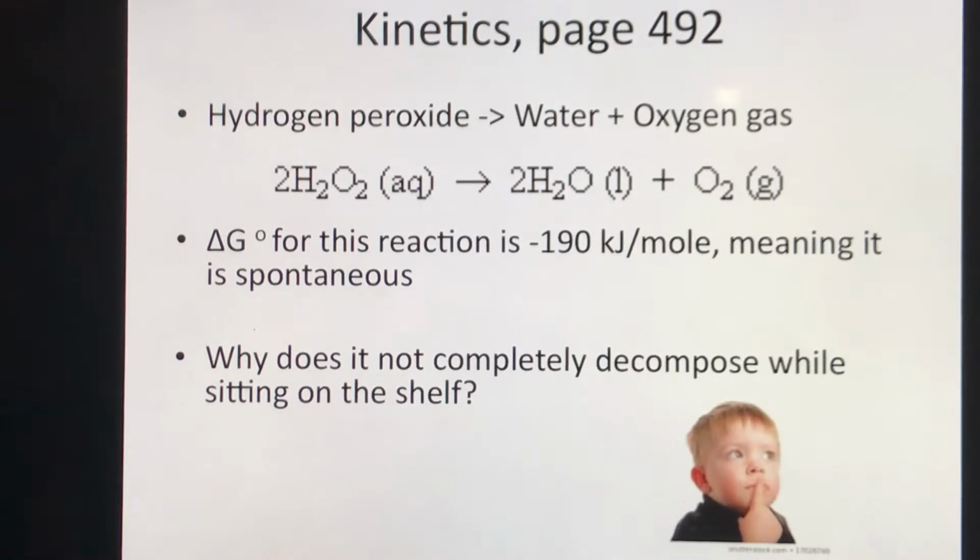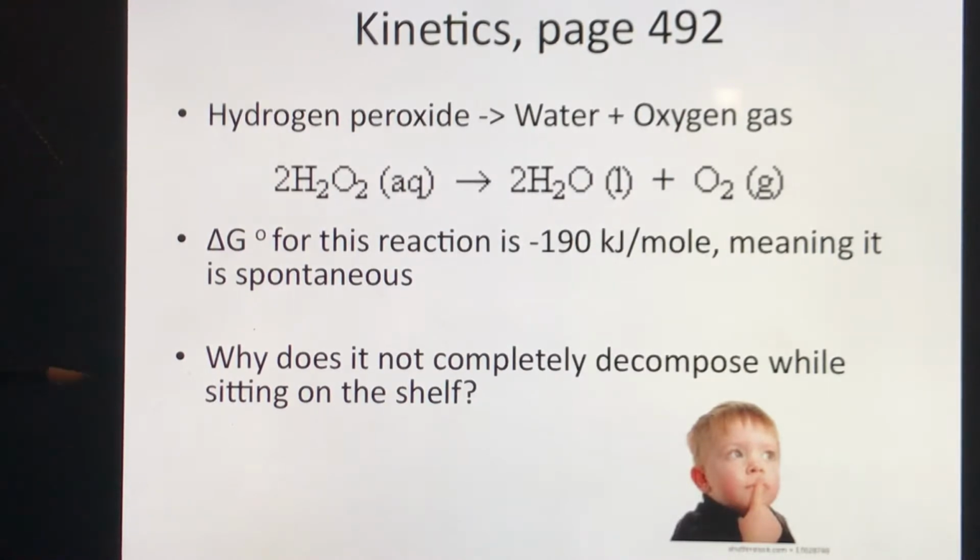So this module kicks off with a close look at the hydrogen peroxide reaction, where it's decomposed into water and oxygen gas. This is the formula for hydrogen peroxide, H2O2. And since we know that the delta G for this reaction is negative, less than 0, then we can conclude that it is spontaneous.